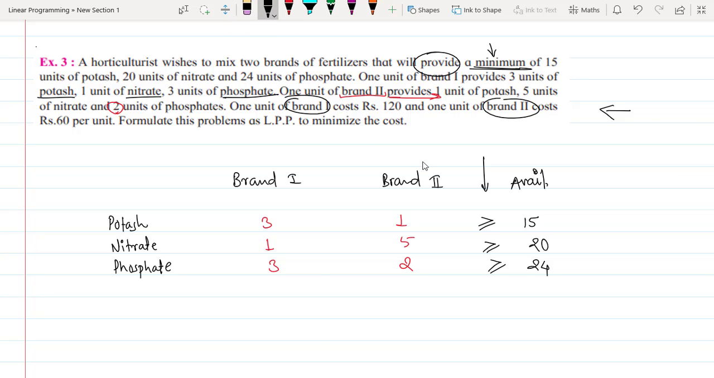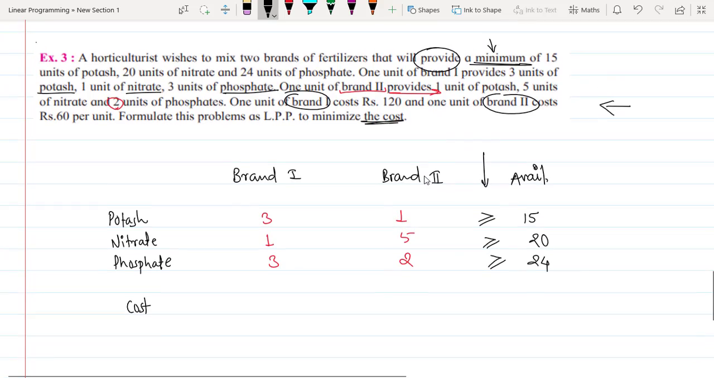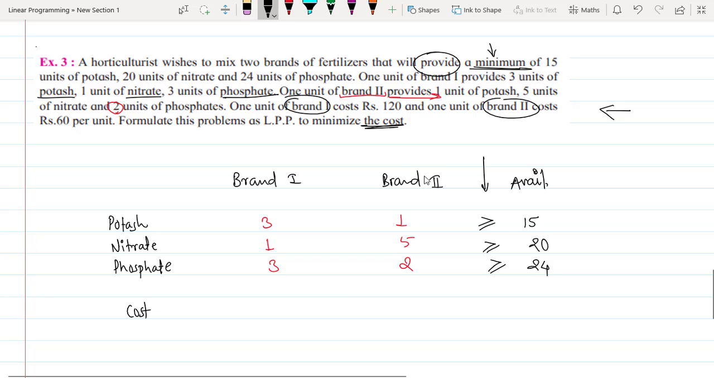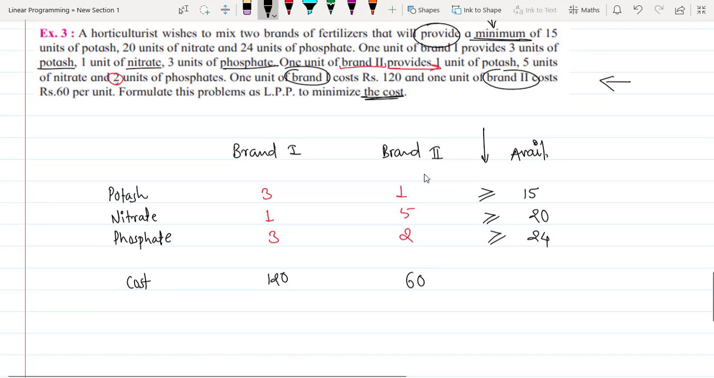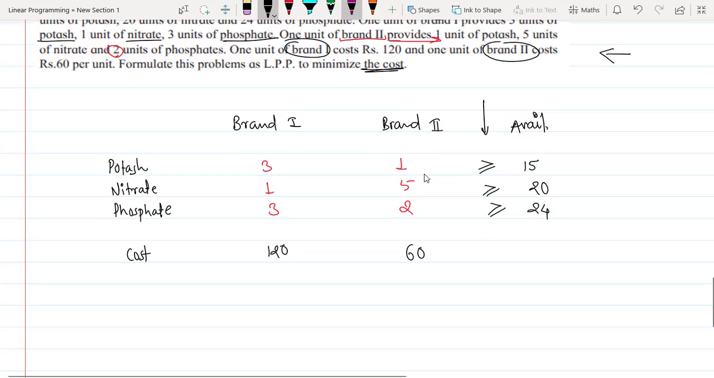Now next you can write down the costing, or you can write down the profit here. So not profit, it is the cost we can write. So let's write down the cost here so that it will be easy for us to get the equation right here only. So the cost of brand 1 is how much? It will be 120 for brand 1. Okay, the cost of brand 2 is 60 rupees. Okay, let's now have the variables. So this is my first decision variable, this is my second decision variable.